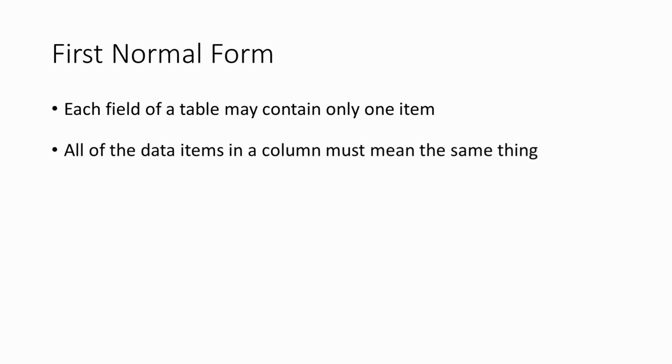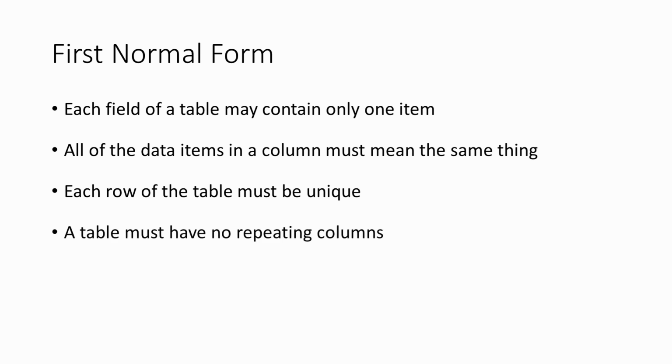Put more simply, each field of a table may contain only one item. All of the data items in a column must mean the same thing. Each row of the table must be unique. A table must have no repeating columns.